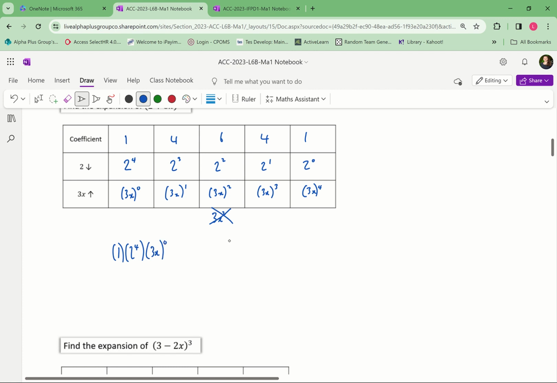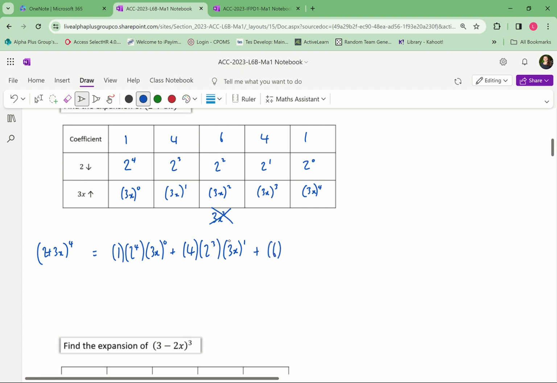So let me just write out my brackets here. So this was 2 plus 3x all to the power of 4, and that's going to be equal to this. Okay, my second term is going to be the next column over here. It's going to be 4, the coefficient, times 2 cubed times 3x to the power of 1. I'll write it out just for completeness, but obviously we could skip a few steps here.